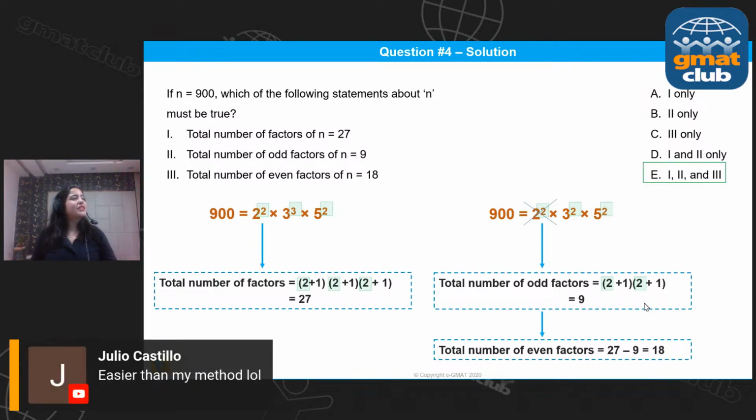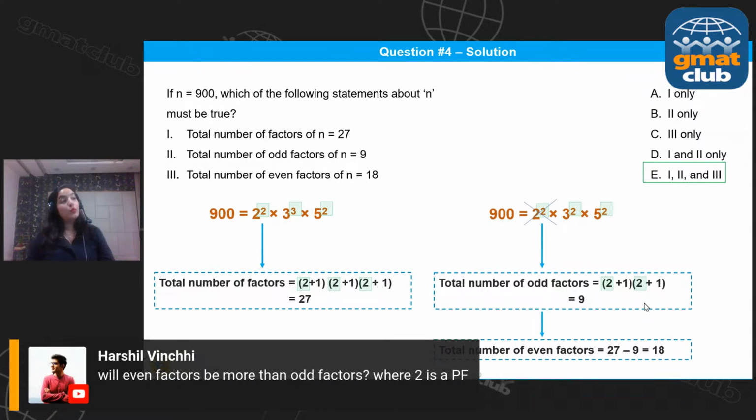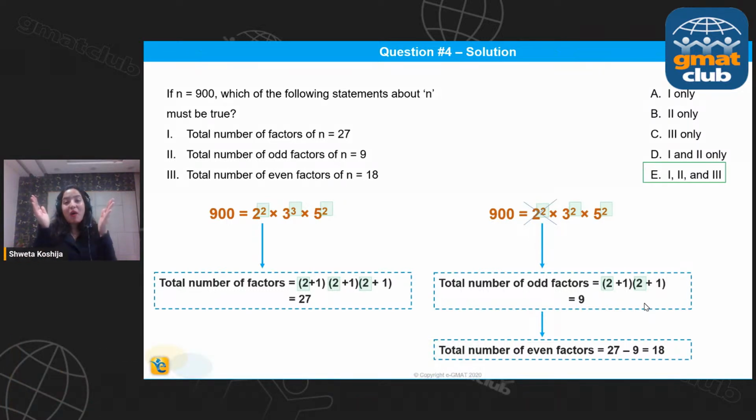Harshil asks the question, will even factors be more than odd factors where 2 is a prime factor? That's a good question. See, even factors is not all of the factors. When you're taking even factors, you're really just taking the rest of it. It's actually a very interesting question. We have to understand that odd factors are equal to half of the total or less than half of the total. I really can't create a rule with that, so I would not generalize it like that.